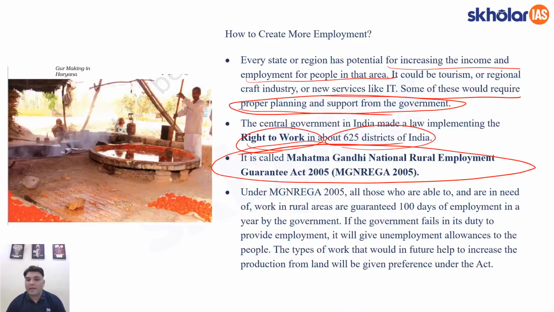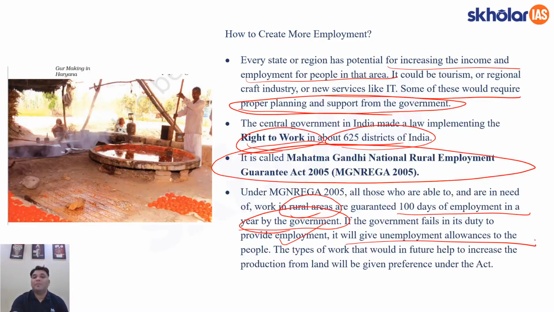of work in rural areas, mind you, rural areas, this type of information is important in Prelims. You may be given a statement that everybody in India would get a job. No, people living in rural areas will get a job under MGNREGA. So they are guaranteed 100 days of employment in a year by the government. How many? 100 days. Okay.